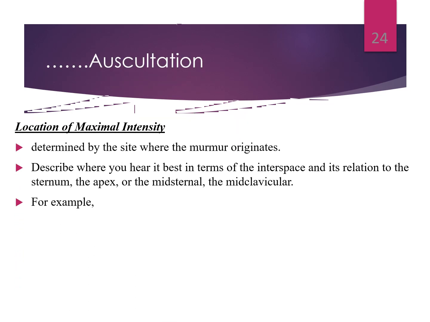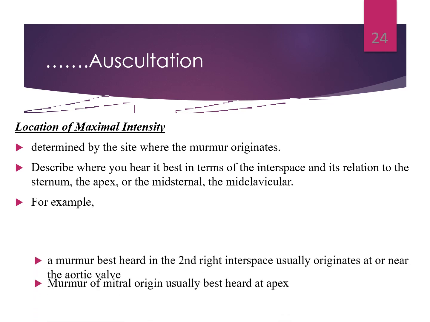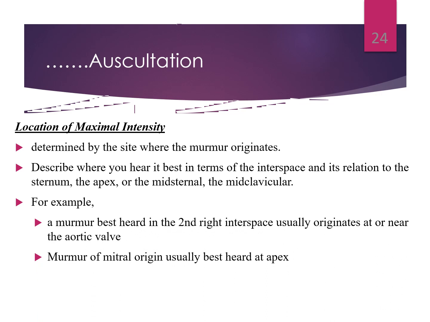The other is the location of the maximal intensity, which should be described and is determined by the site where the murmur originates. Describe where you hear it best in terms of the interspace and its relation to the sternum and the apex, or the mid-sternal line or the mid-clavicular line. For example, a murmur best heard in the second right interspace usually originates at or near the aortic valve, whereas a murmur of mitral origin usually is best heard at the apex. So location is very important.